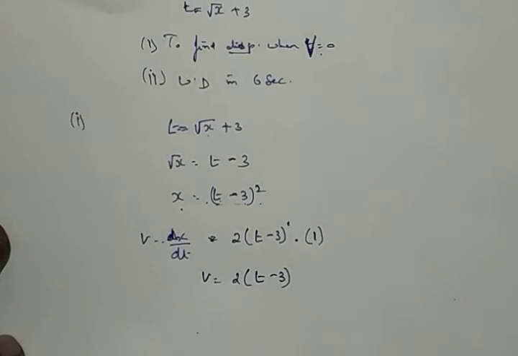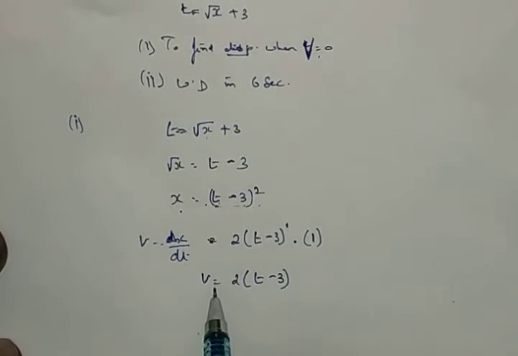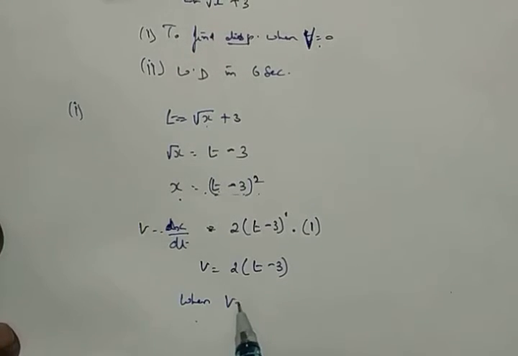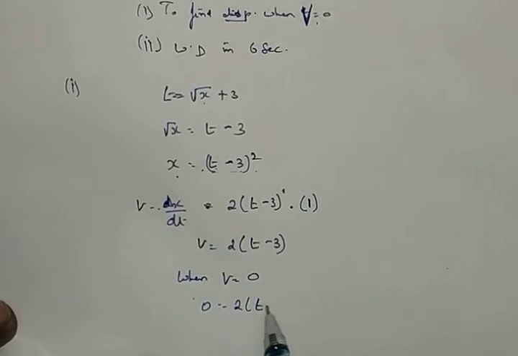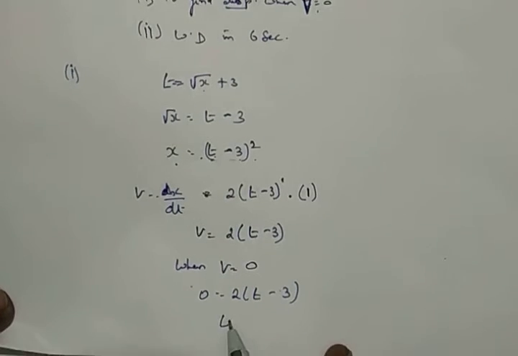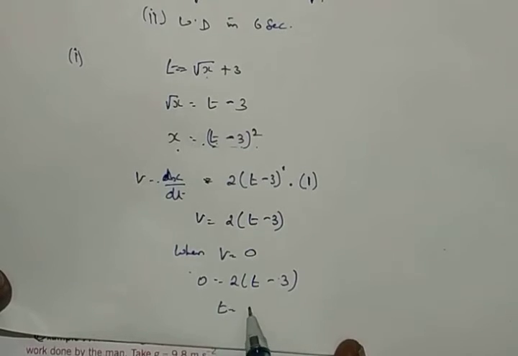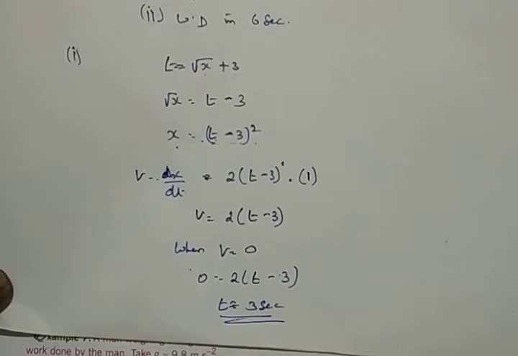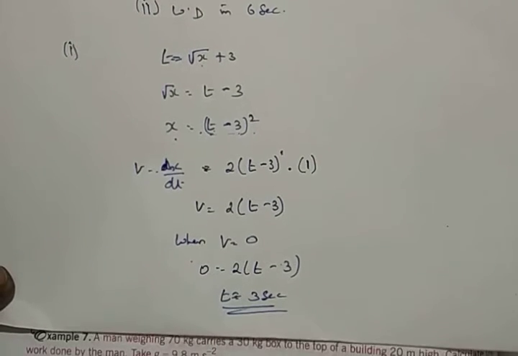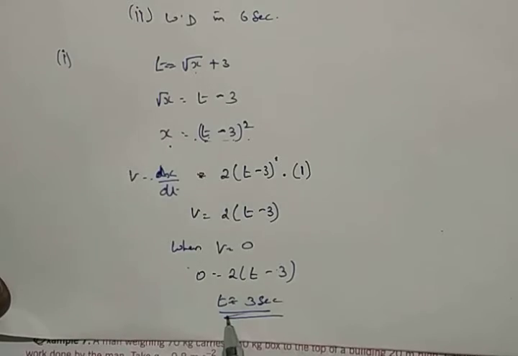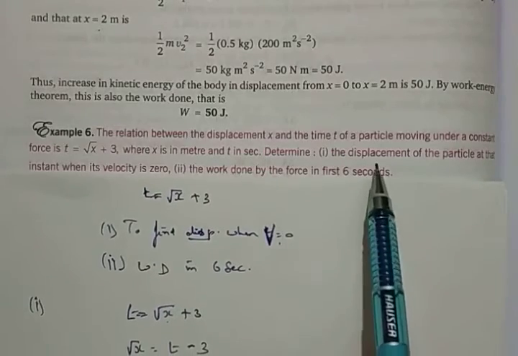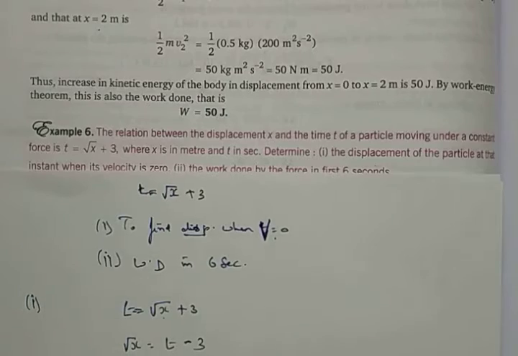Okay. Now what is asked, when v is equal to 0, what happens? When v is equal to 0, 0 is going to be equal to 2 times t minus 3. So t is going to be equal to 3 seconds. So t is equal to 3 seconds is the value when velocity is going to be equal to 0. Right? Now what is asked, displacement of the particle at the instant velocity is equal to 0.